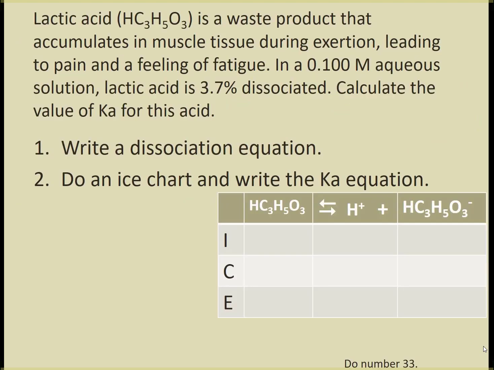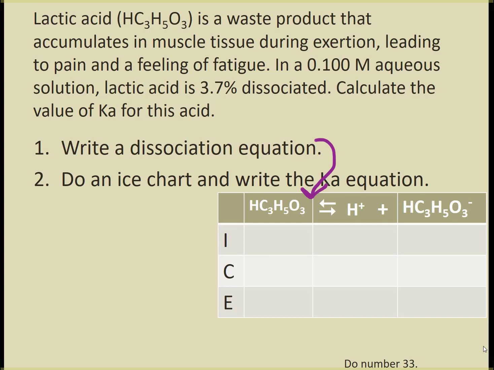Let's go ahead and do an acid dissociation problem. This says lactic acid is a waste product that accumulates in muscle tissue during exertion, leading to pain and a feeling of fatigue. In a 0.1 molar aqueous solution, lactic acid is 3.7% dissociated. Calculate the value of Ka for this acid. So I'm going to write my dissociation equation, and it's just right here. And I'm going to do an ice chart.